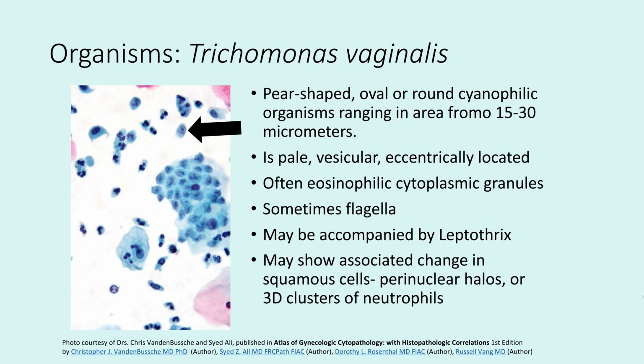So Trichomonas is our first organism, and these can be kind of hard to find. You can see on the slide here that it's indicated with an arrow. It's a pear-shaped, oval to round, cyanophilic organism ranging in size from 15 to 30 micrometers. It shows a pale vesicular, eccentrically located nucleus with eosinophilic cytoplasmic granules, sometimes flagella, and can be accompanied by Leptothrix species, which I'll show you later on.